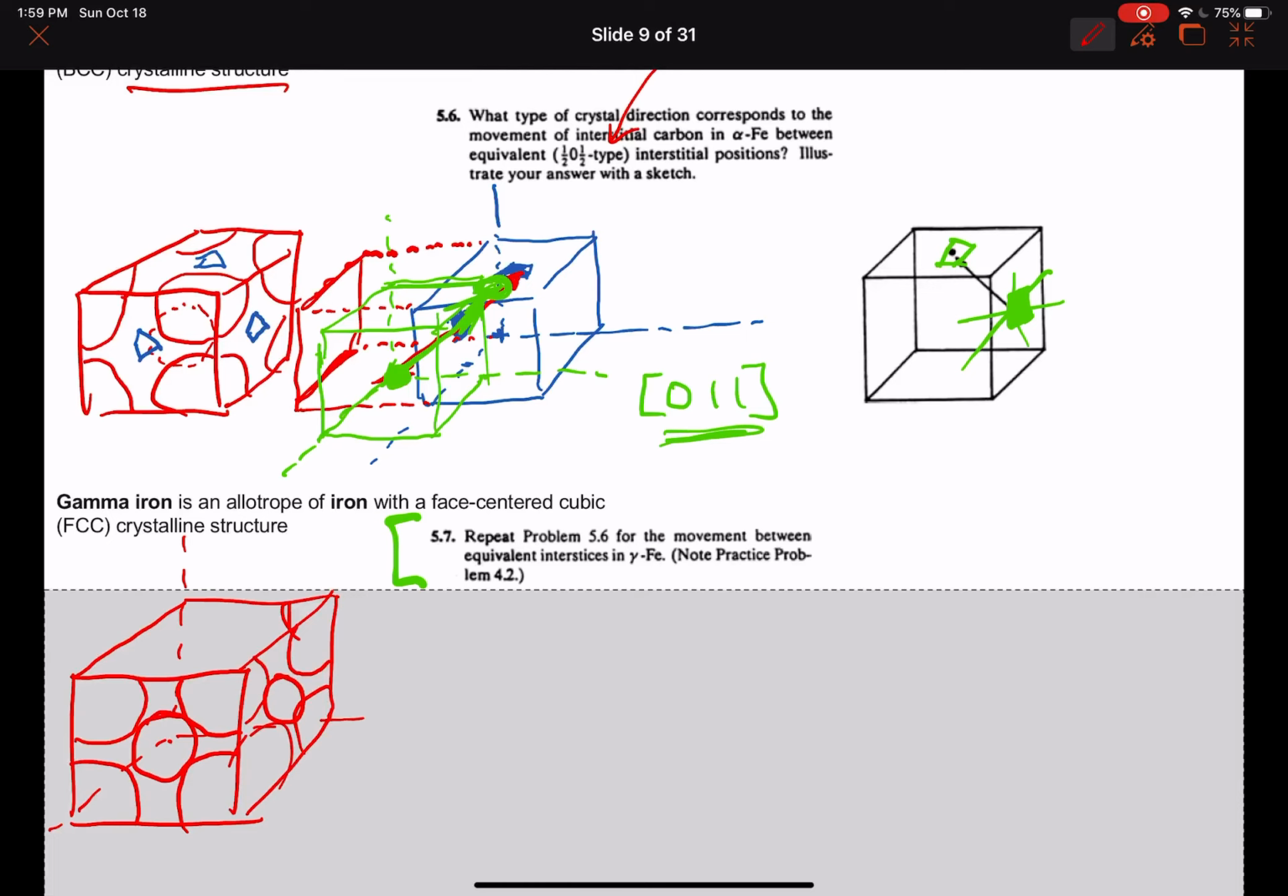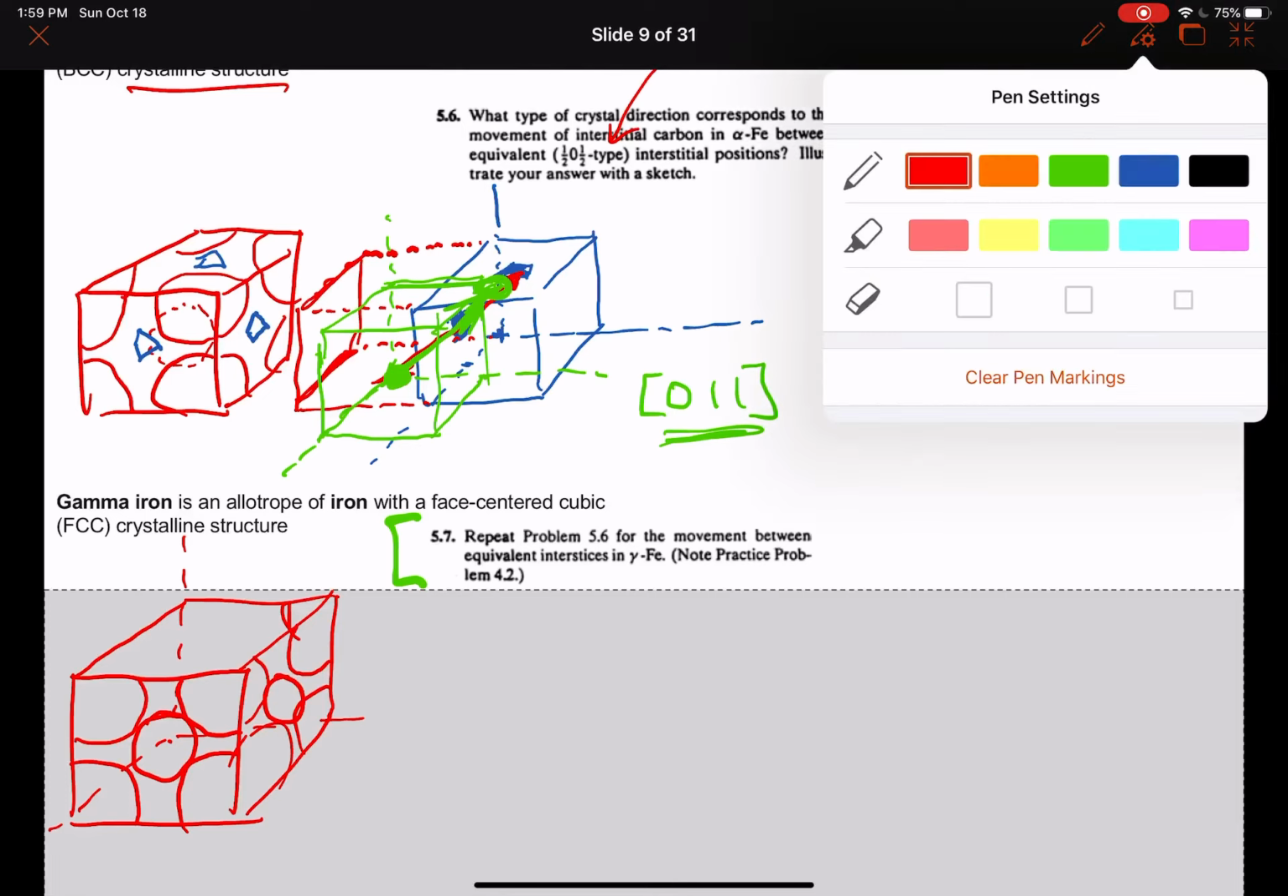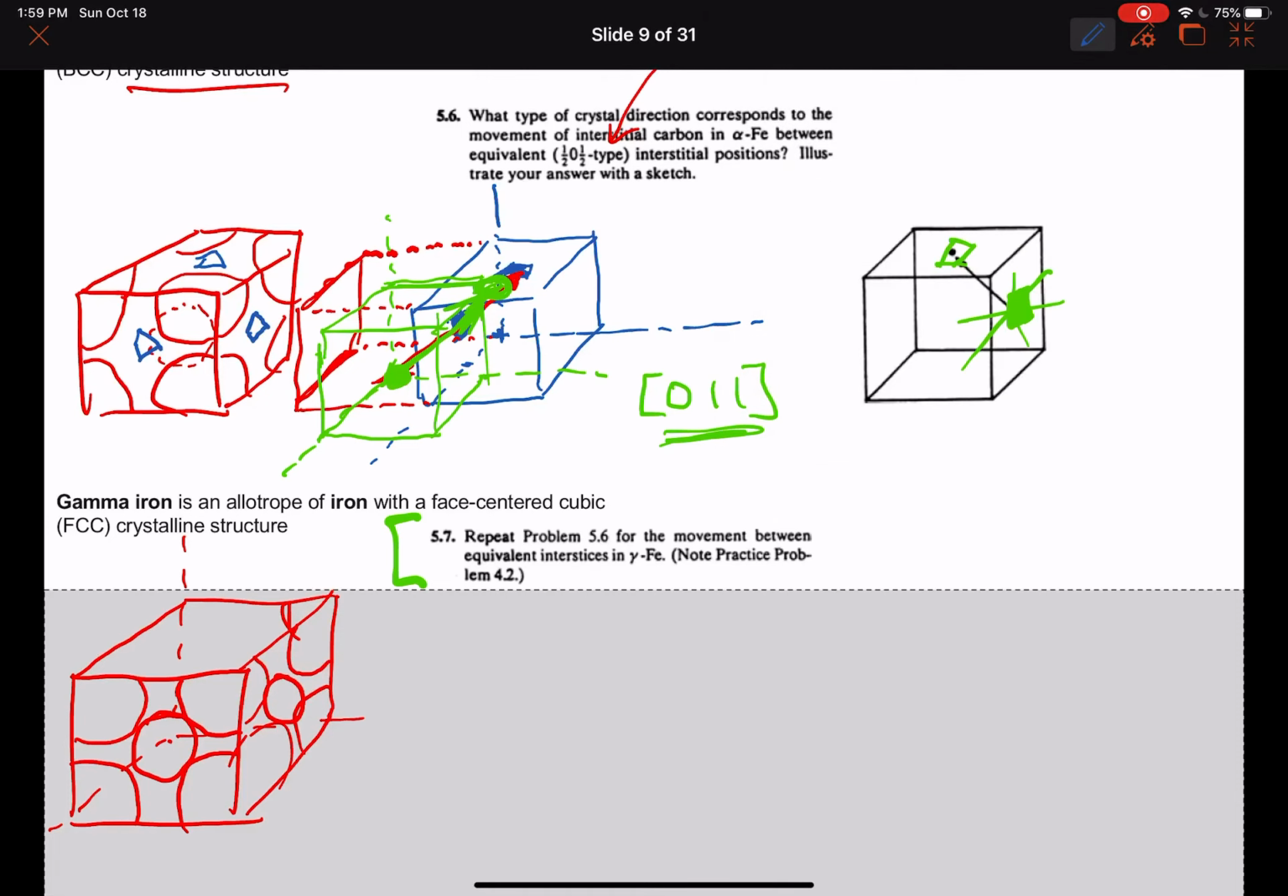And now we have to identify where the carbon atom would be, so it's an interstitial site. And so hopefully you can recognize this time that the interstitial sites are here, and here, and here, and here, etc. So they're at the midpoint of the vertices of all the planes of this cube.